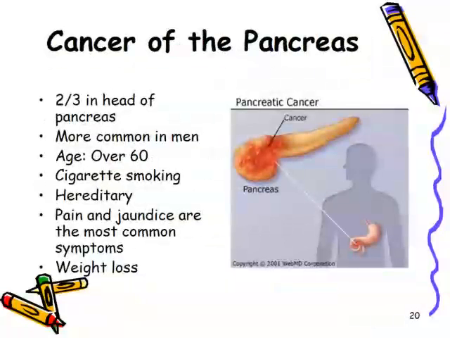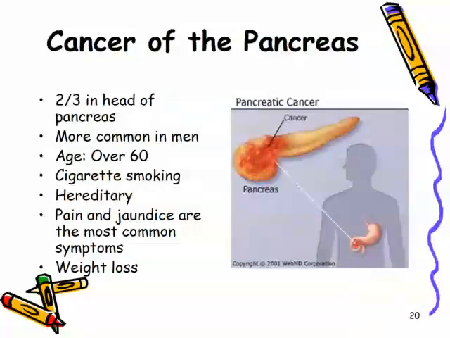The most common place that this is found is in the head of the pancreas. In 2/3 of all cases, this is where the cancer is located. It's much more common in men, and it's also more common in those men that are over 60. There's a high correlation to cigarette smoking with this type of cancer. There's also a hereditary component, and some of the first symptoms that are seen are pain and jaundice, and also weight loss. So with this one, obesity and a high-fat diet are also a couple other risk factors. And typically it has a slow onset with not a lot of specific symptoms in the beginning.